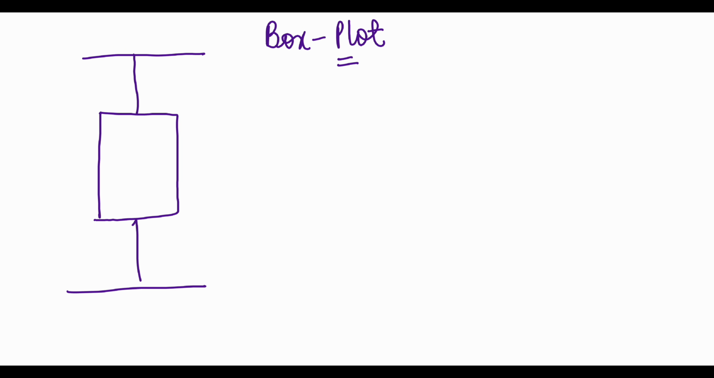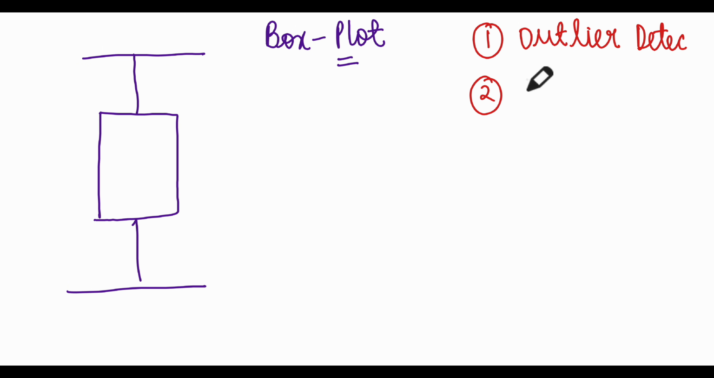First of all, where is it used? It is used for two scenarios. First of all, it is used for outlier detection. We are covering this in detail right now as well, but we will cover this in the outlier detection chapter as well, that is, what a box plot is. And second is comparative analysis.